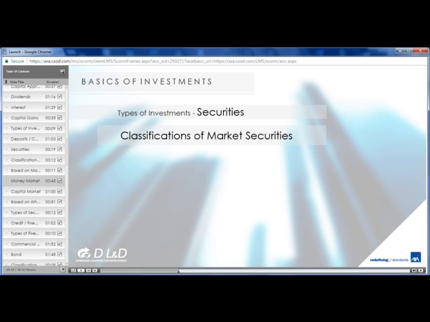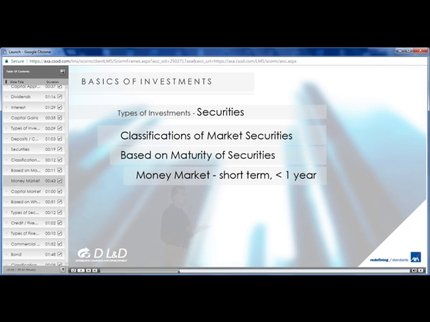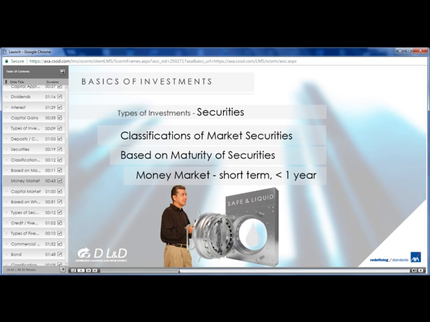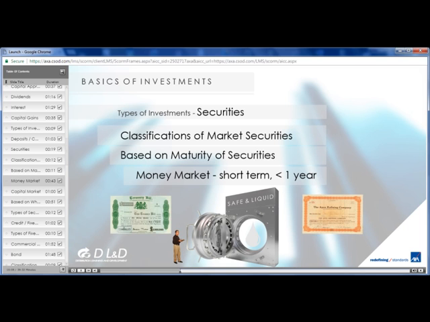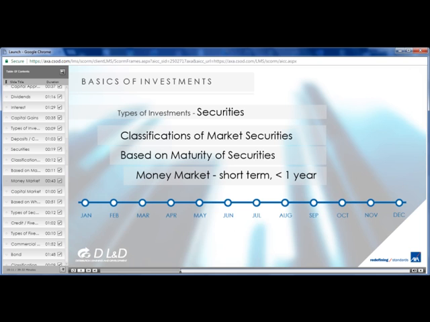Classifications of securities based on maturity. Money market. Money markets are safe, liquid investments that are well suited to the small investor. They typically invest in steady funds like treasury bills and commercial paper. Money market funds are short-term. Funds are invested within a limited period of time.